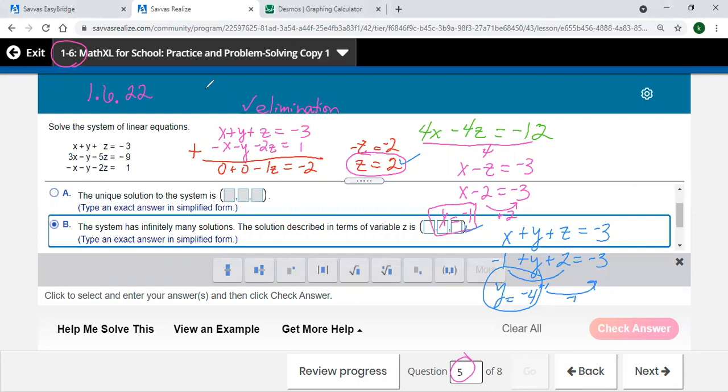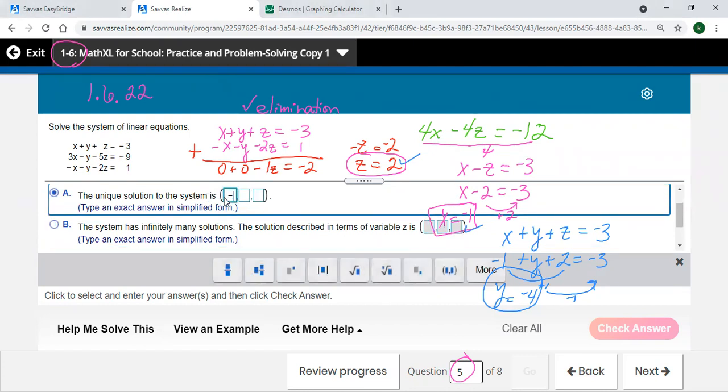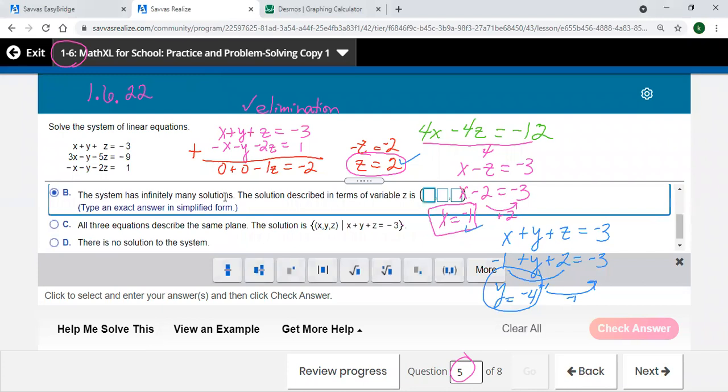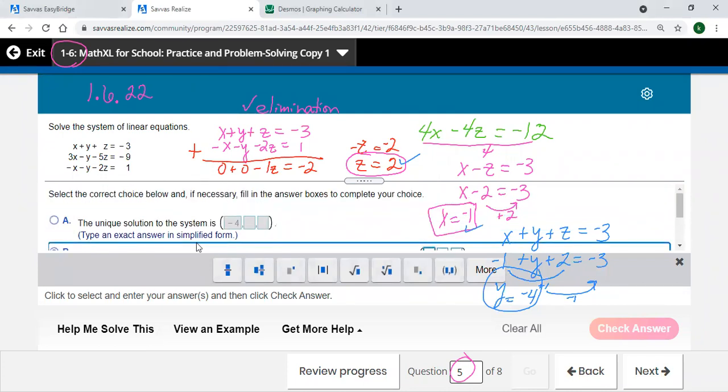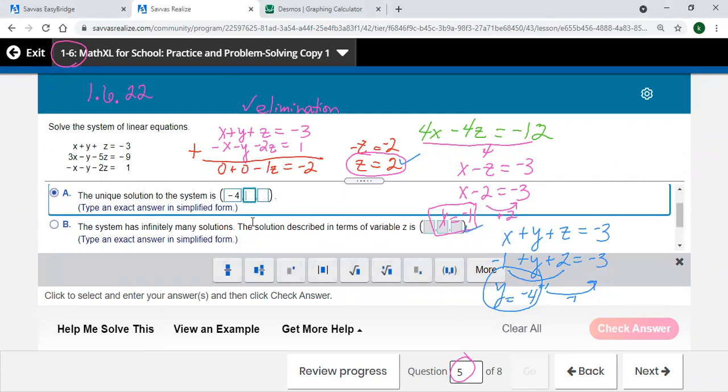So y was negative 4. Whoops, it didn't go in there. What's going on here? Put it right there. Y is -4. That's not y though. The first one's supposed to be x, right? Let's start with x. x is -1. Click to get into the next box. It doesn't tab. y was -4. And the last one, z, was 2.